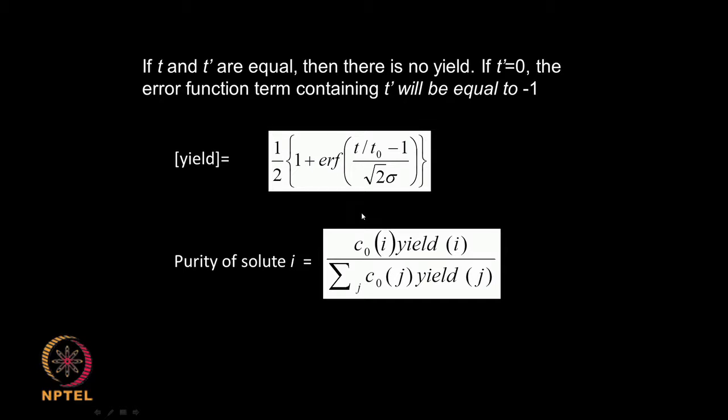So, if there are many solutes like I, J, K and so on, then of course the purity of solute I will be C naught of I into yield divided by the summation of C naught of J into yield. So, there could be many solutes available. If there are 3 solutes, you will have 3 terms in the denominator. That is the purity, it is obvious, right. So, let me define what the error function is.